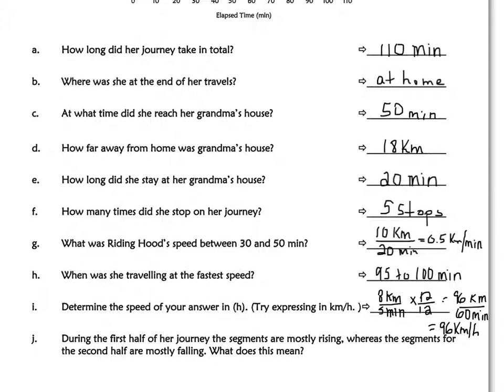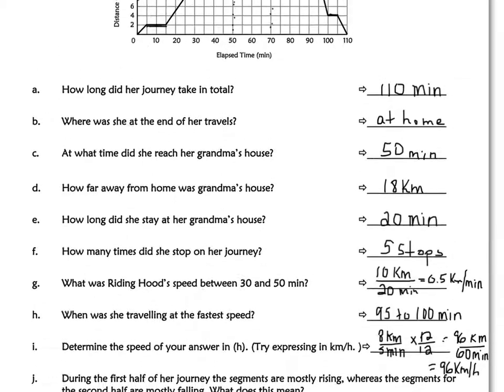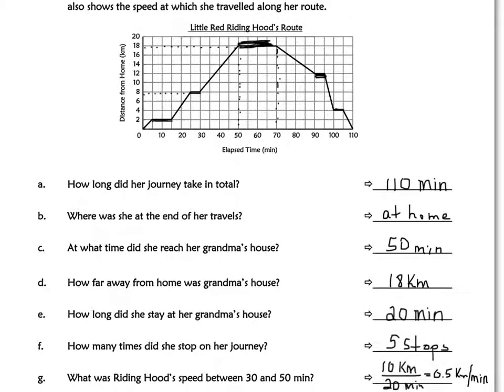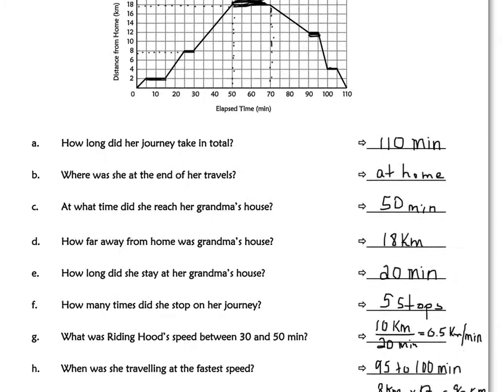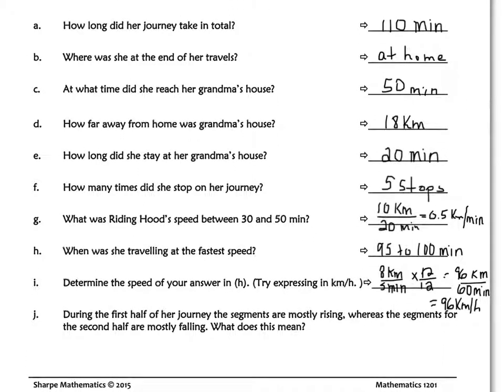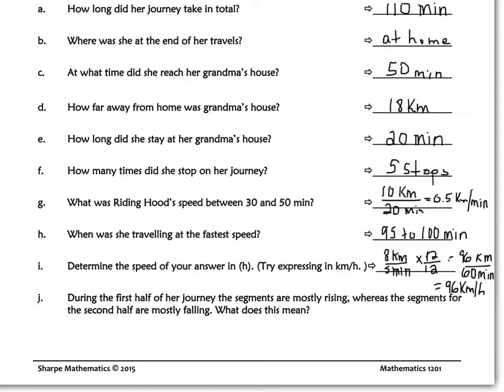And the next question is, during the first half of her journey, the segments are mostly rising, whereas the segments for the second half are mostly falling. What does this mean? If we just look back again for a moment, the rising parts indicate that the distance is increasing, whereas the segments that are falling indicate that the distance is decreasing. So in terms of our graph, segments that are mostly rising would mean she's on her way to her grandma's, whereas those that are falling mean she's on her way back home.